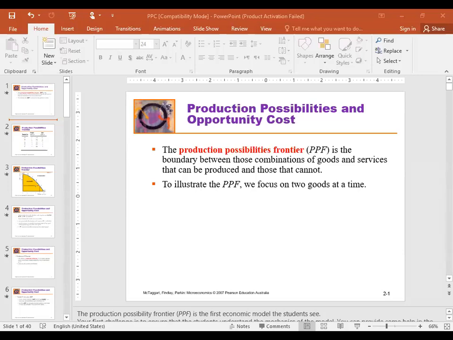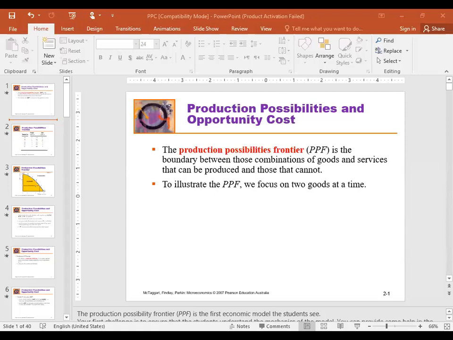So that was one of your supply list items. If not, please purchase it. Even if you're staying at home, you're going to need it. All right, so again, we can call it a PPF or a PPC, a production possibilities frontier or curve.